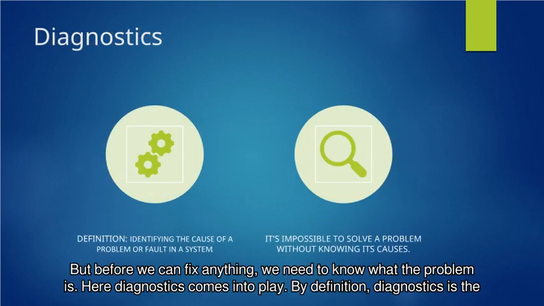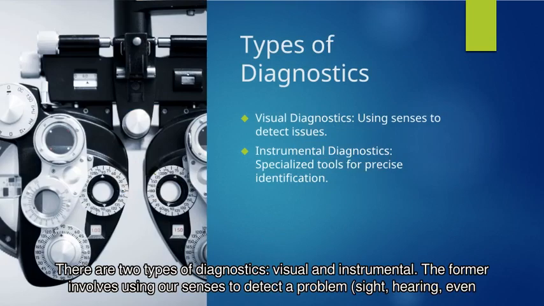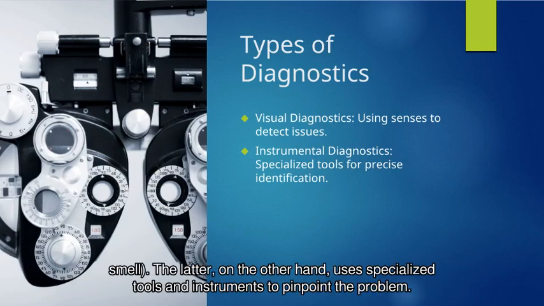But before we can fix anything, we need to know what the problem is. Here diagnostics comes into play. By definition, diagnostics is the identification of the cause of a problem or fault in a system. There are two types of diagnostics, visual and instrumental. The former involves using our senses to detect a problem: sight, hearing, even smell. The latter, on the other hand, uses specialized tools and instruments to pinpoint the problem.